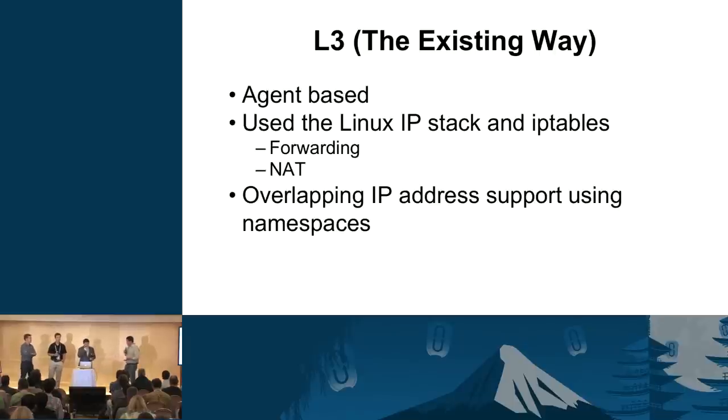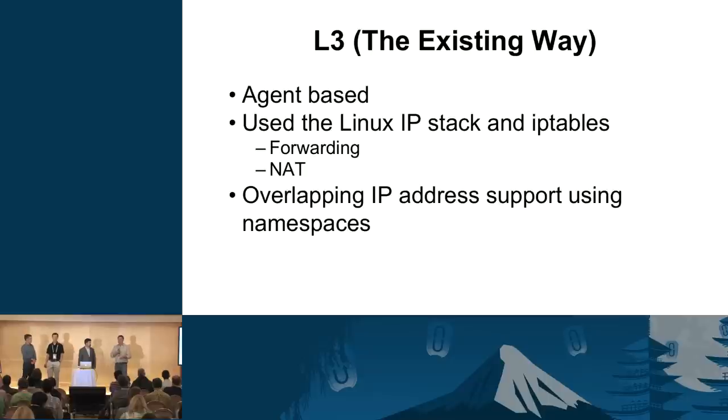So I think the next thing that the team is looking at implementing after security groups is L3. So the layer 3 stuff, and how can we do that with OVN as well? I think it's worth looking at the existing L3 stuff and how that's implemented with the agent-based approach right now. It is agent-based, just like the L2 implementation. The L3 functionality with the L3 agent is done using the Linux IP stack and iptables, for both L3 routing as well as NAT.